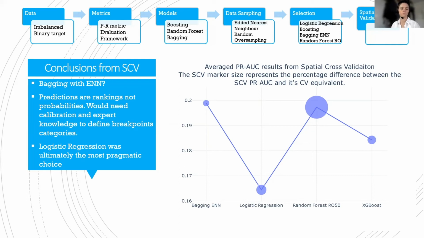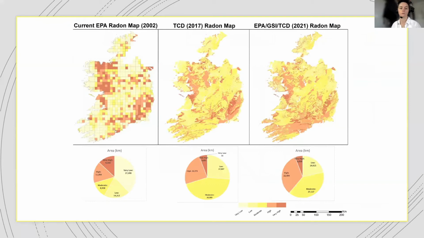The other thing that we felt was important to consider was that the outputs of your bagging model are rankings as opposed to probabilities. So in order to use these, we need to further calibrate and therefore define the breakpoints to use in the output mapping. So considering the small difference in the performance metrics between logistic regression and bagging, we ultimately made the programmatic decision that the logistic regression model was the most appropriate thing to proceed with. So that's how we came to this final slide.